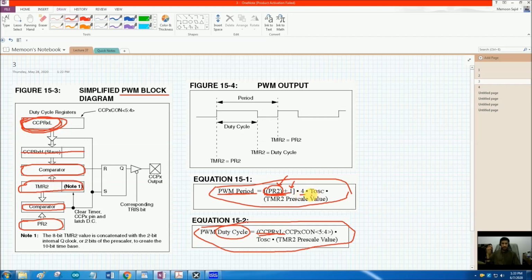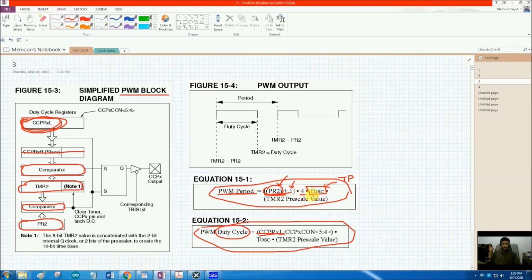This is the formula for calculation, because we are using the TOSC, the time period of the system oscillator. This is not the timer oscillator, this T represents the time period, not the timer. So this is the time period of the main system oscillator. We have a system oscillator of 4 MHz for now in our applications. So this TOSC would be, for 4 MHz, 1 over 4 microseconds. 1 over 4 microseconds times 4 is 1 microsecond.